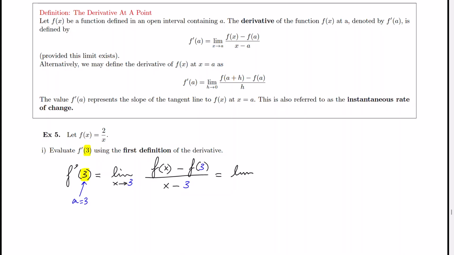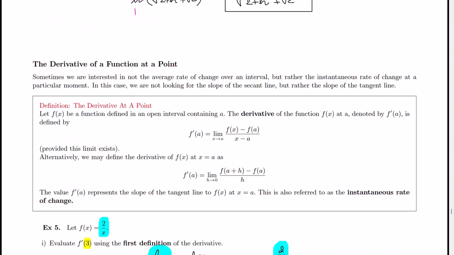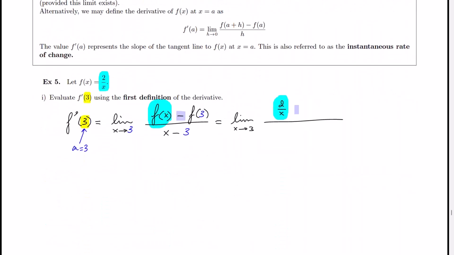First, I'm going to write the limit as x approaches 3. And next, they want me to write down f of x. So what is f of x in this problem? It's the given function, so just write that equation first. In this case, I'm going to write 2 over x. Then there's a minus sign next, so we're going to put minus next.